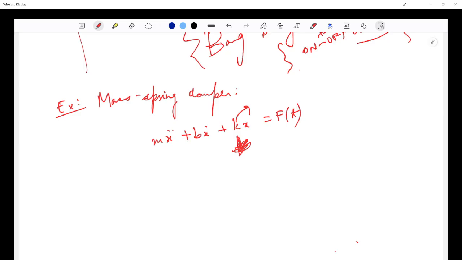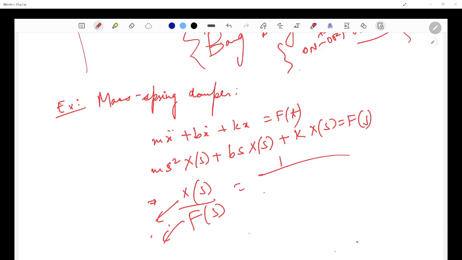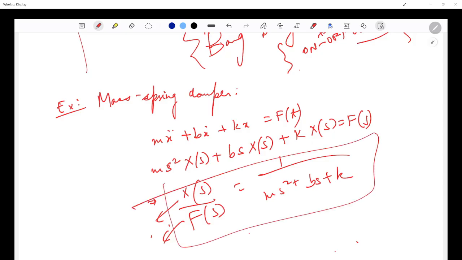If we want to write the transfer function of this second order differential equation, it would be m s square X(s) plus b s X(s) plus k into X(s) is equal to F(s). From here, if I want to find X(s) upon F(s), which is the transfer function, because x is the output and f is the force going into the system, it is basically 1 upon m s square plus b s plus k. So this thing is called the transfer function.